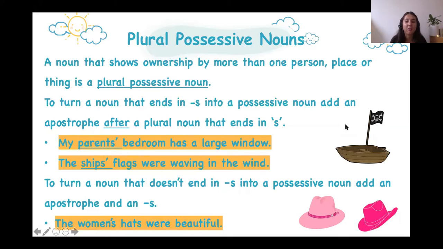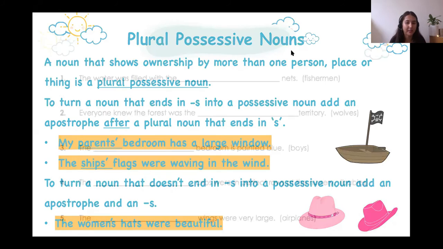S. Now, to turn a noun that doesn't end in S into a possessive noun, add an apostrophe and an S. The women's hats were beautiful. So here, these are irregular plural words. So 1 woman, 2 women. We wouldn't say 1 woman, 2 womans. So with regular plural nouns, we just add an apostrophe after the S. And with irregular plural nouns, we add an apostrophe and an S, just like we would with a singular noun.